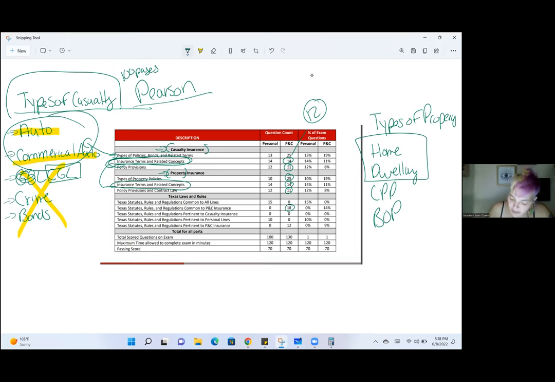So again, you're not going to get 25 points here. You're only going to get 12, and you're going to get 12 here. You're going to study just the things that are the easiest to learn, which would be homeowners and dwelling and not CPP and not BOP. I do have a couple of YouTube videos talking about CPP and BOP, and I would watch those. I'm not saying the information isn't valuable. I'm saying that it's really hard to study it all because it's a lot, which is why I generally avoid it.